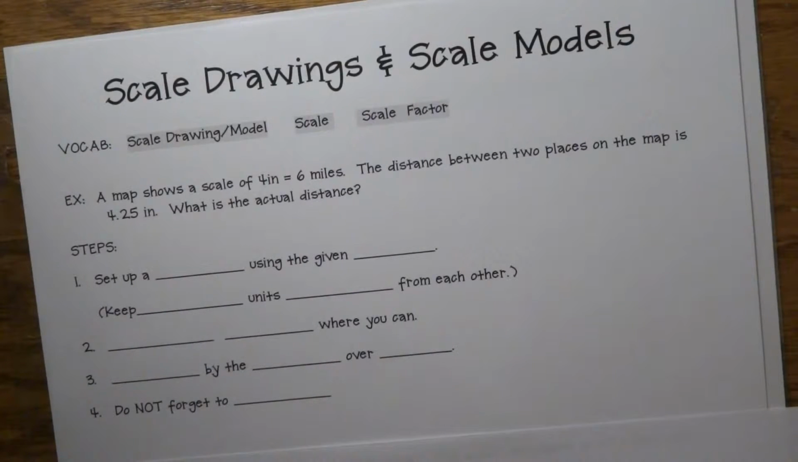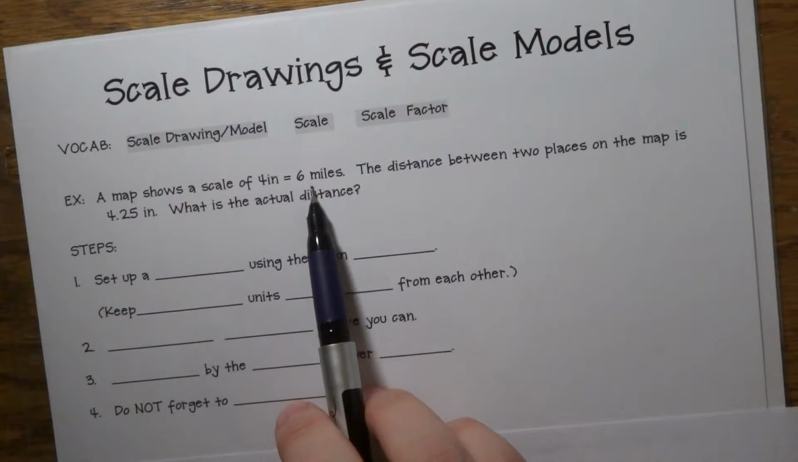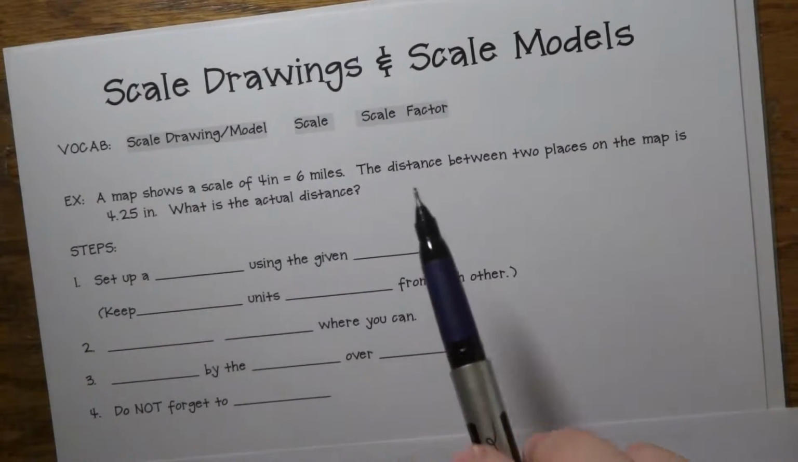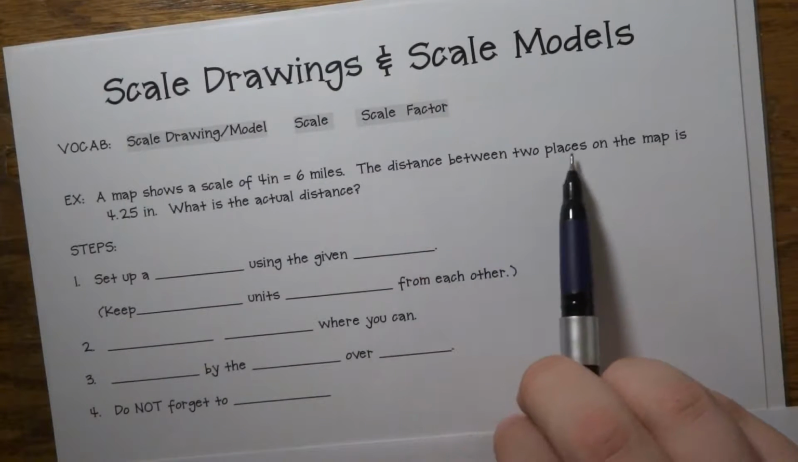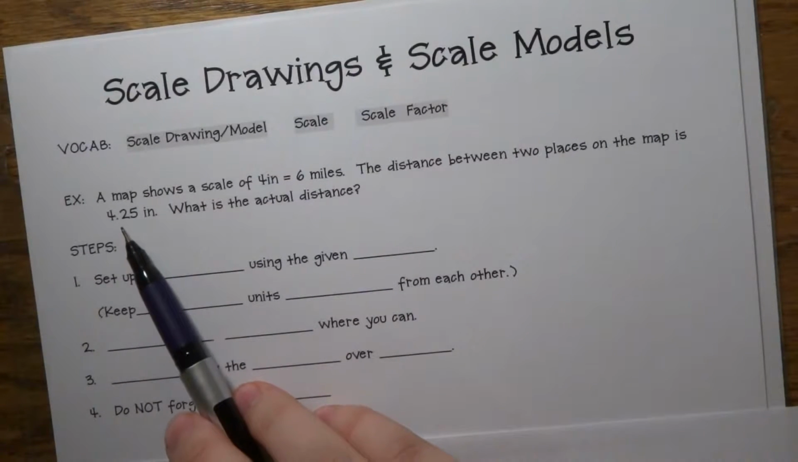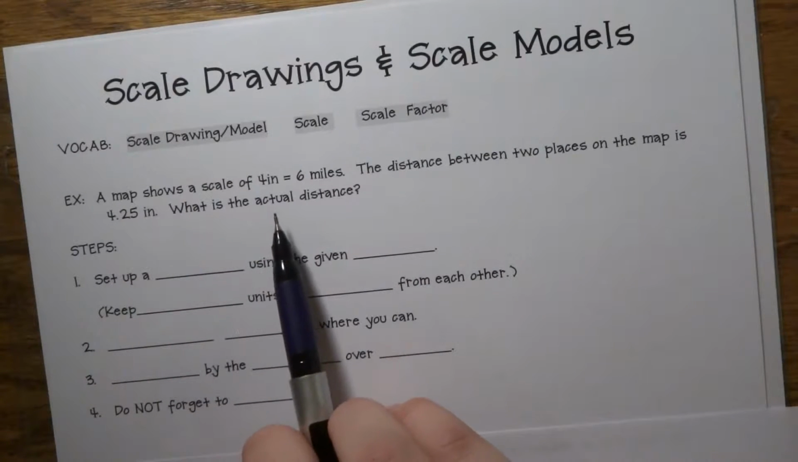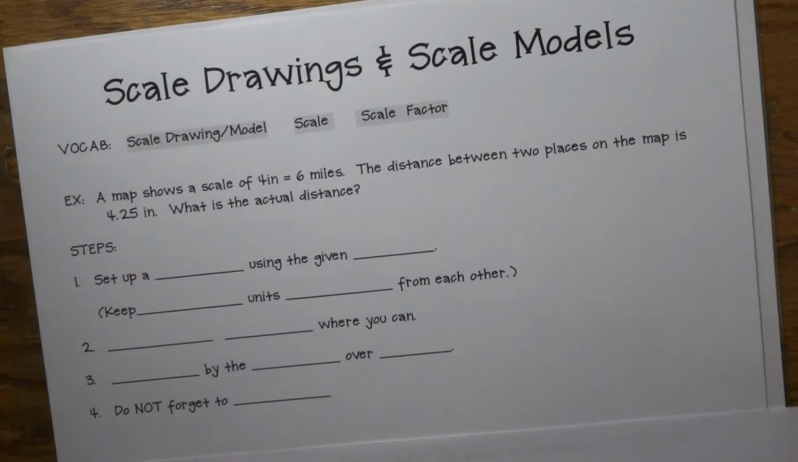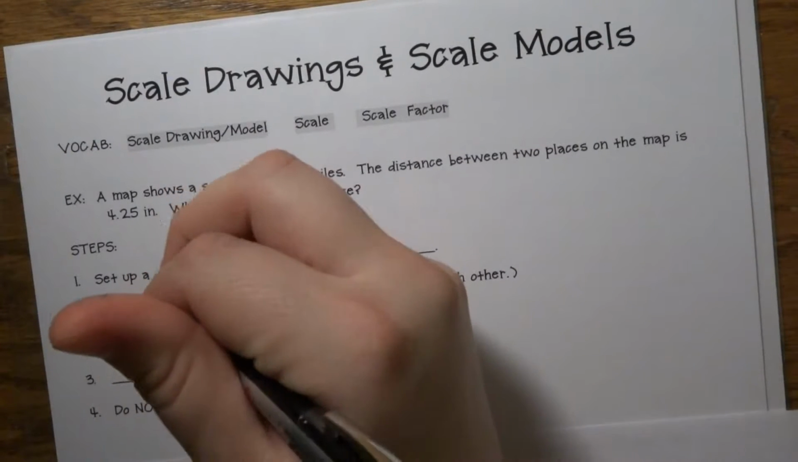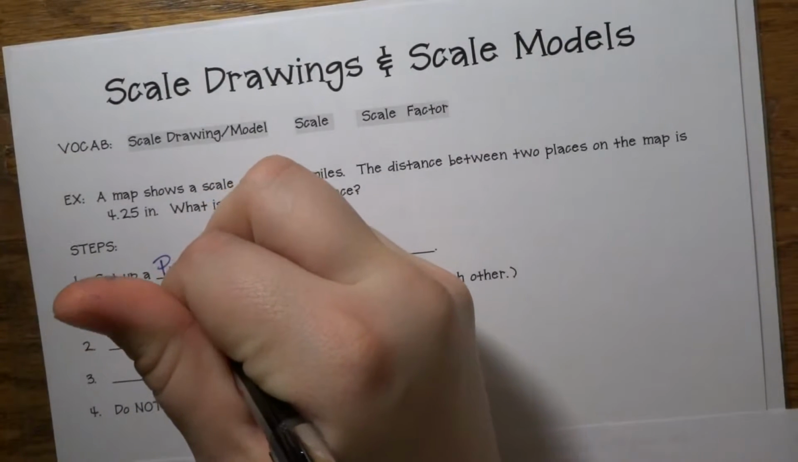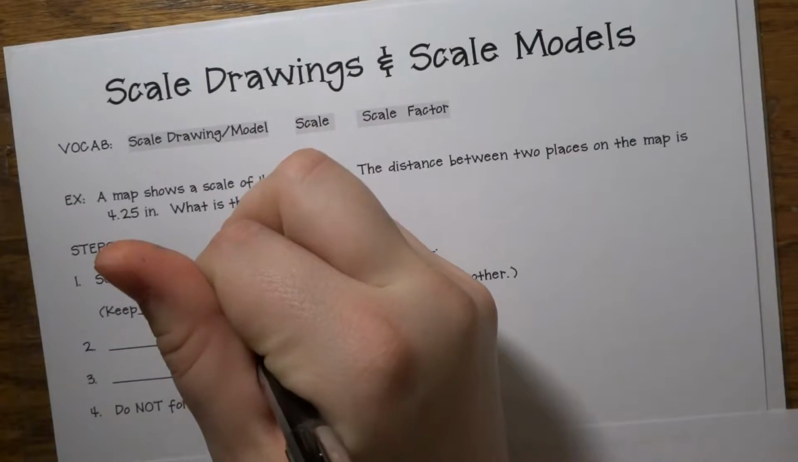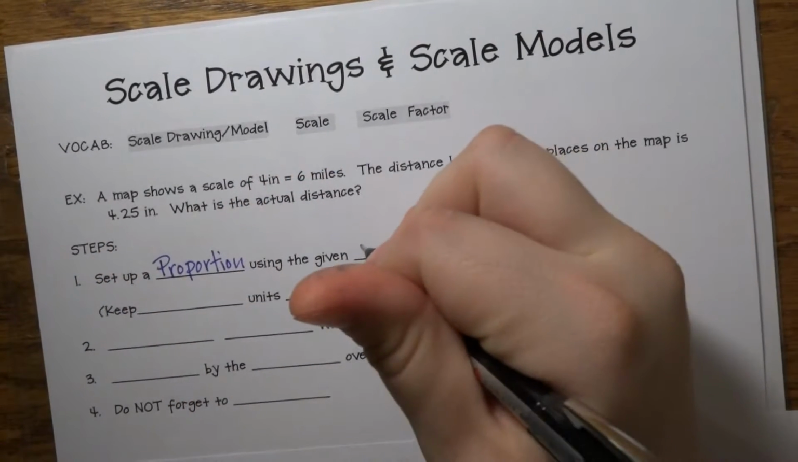So, our first example for today is a map shows a scale of 4 inches for every 6 miles. The distance between 2 places on the map is 4.25 or 4¼ inches. What is the actual distance? Okay, so our first step is to set up a proportion using the given scale.